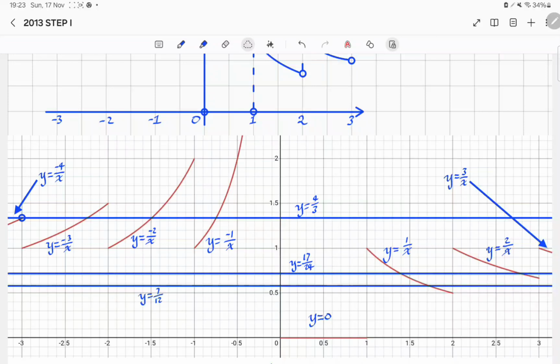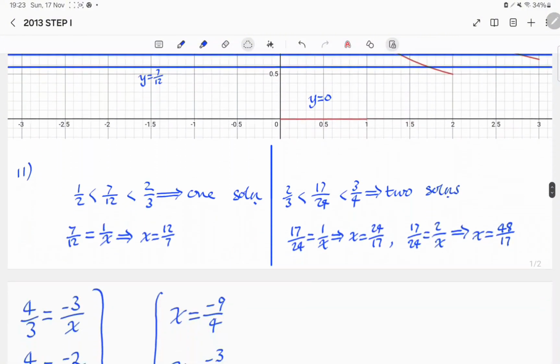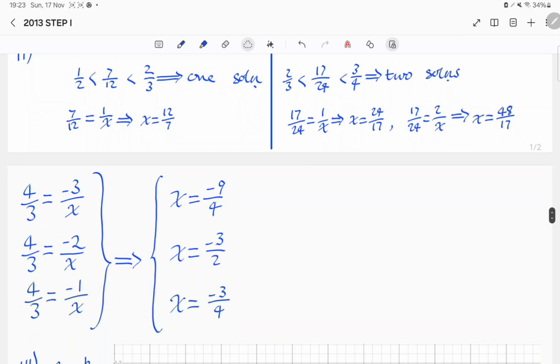Therefore, we only need to equate 4/3 to negative 1 over x, negative 2 over x, and negative 3 over x. This gives us x is equal to negative 9/4, negative 3/2, and negative 3/4.